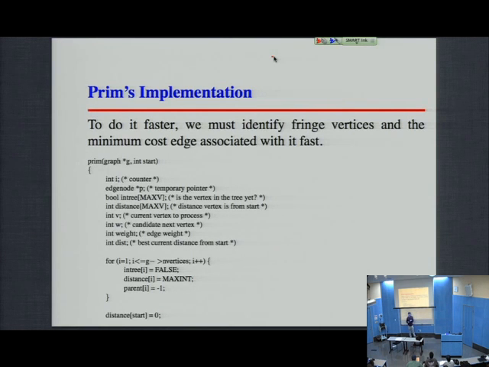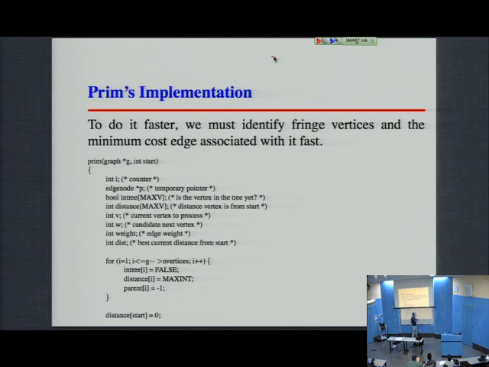Prim's algorithm wants to, for all the vertices that are in this fringe, find the cheapest way to link them to this tree. The next thing that we want to do is find the cheapest edge that links a vertex from the fringe to the tree. Any questions about that?